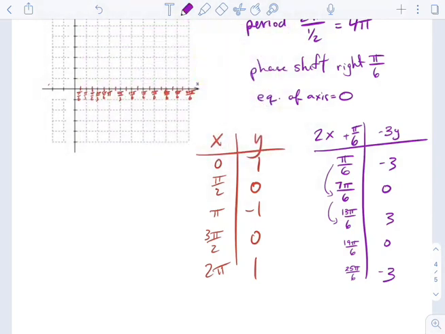Pi over 6 and negative 3. Down here. 7 pi over 6 and 0. Right there. 13 pi over 6 and 3. And 3 would be right there. 19 pi over 6 be right here. And 25 pi over 6 will be, 21, 22, 23, 24, 25 pi over 6, somewhere down here. I know it's off the graph, but hopefully you get the idea.